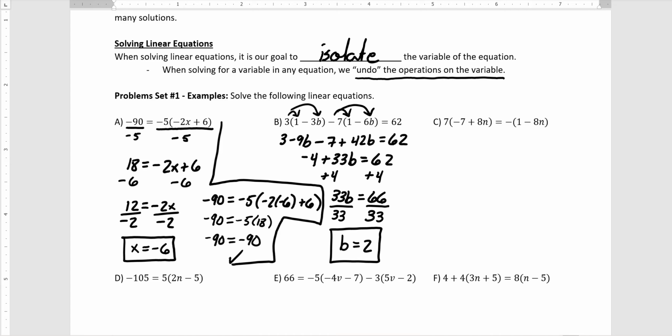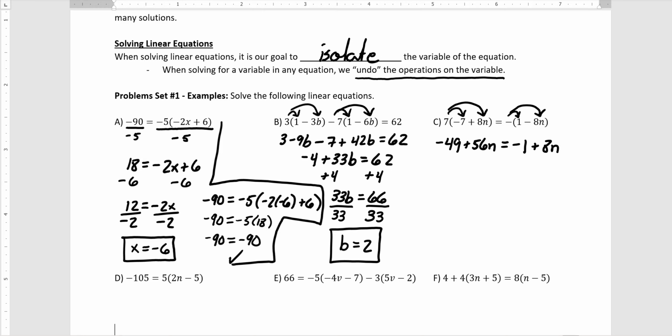All right. Let's try one more here. Let's try letter C. I'm going to start by distributing this negative and this 7 into everything. So 7 times negative 7 is negative 49. 7 times 8n would be 56n. We'll say that equals a negative times 1 would be negative 1, negative 8n. The opposite of negative 8n would be positive 8n.